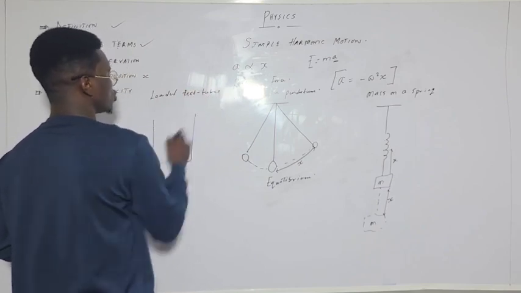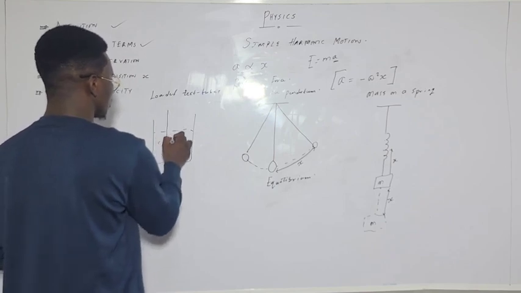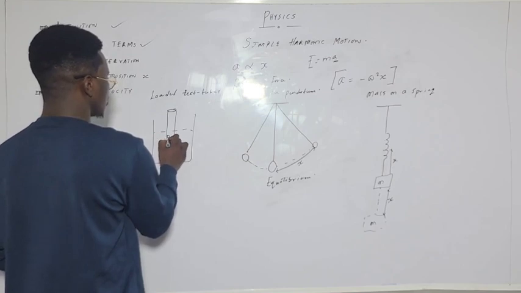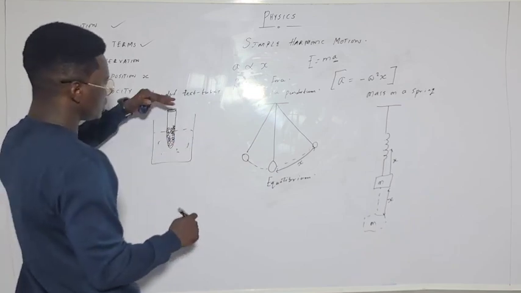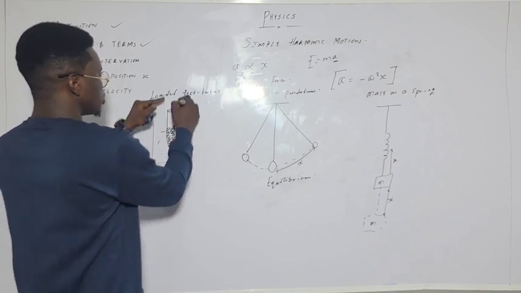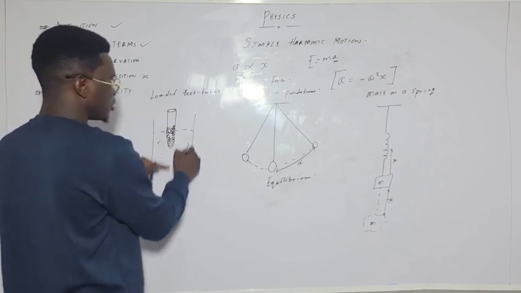So if you have a test tube and a liquid, and you load the test tube up with some lead shots or some masses, and you allow it to balance in the liquid, then you push it down, you displace it. By the time you let go, what happens to this tube? You notice it keeps oscillating up and down, up and down, up and down.